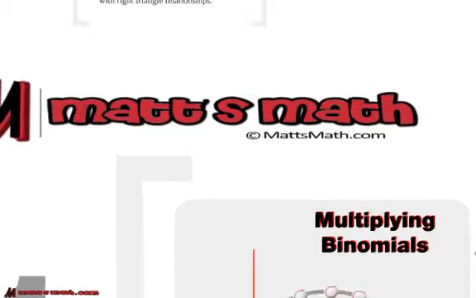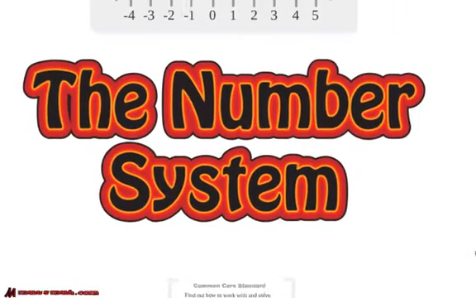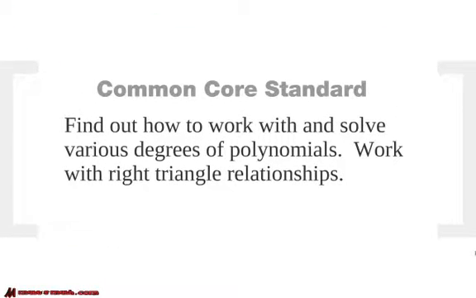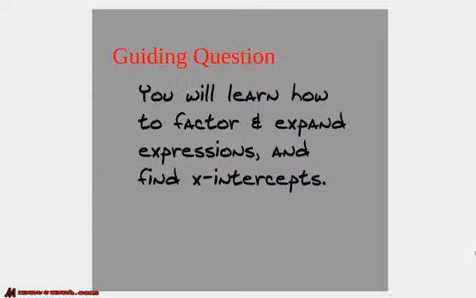Thanks for joining us here today as we talk about how to multiply binomials. We're in the Common Core standard of the number system, and we're going to be finding out how to work with and solve various degrees of polynomials and working with right triangles later on. All right, so we're going to learn how to factor and expand expressions and find x-intercepts today.